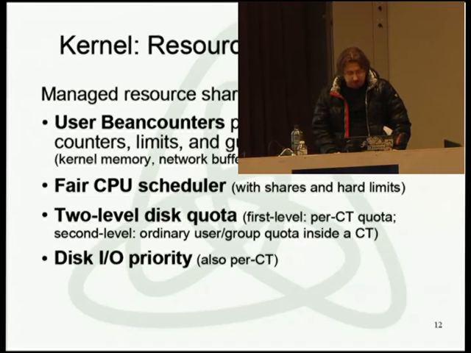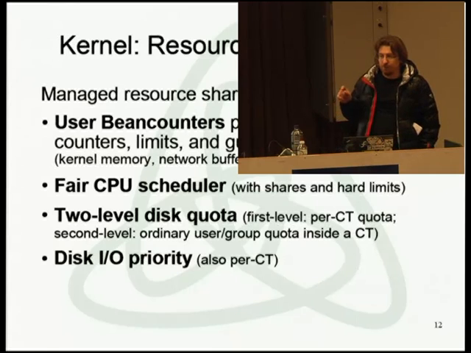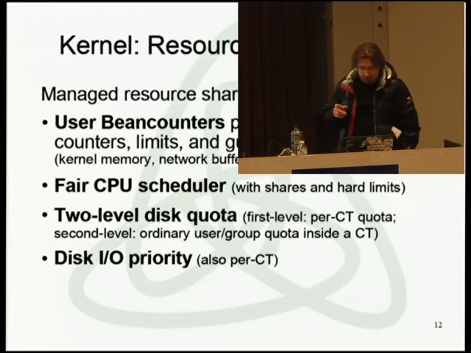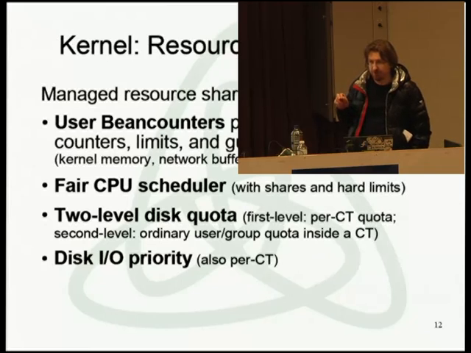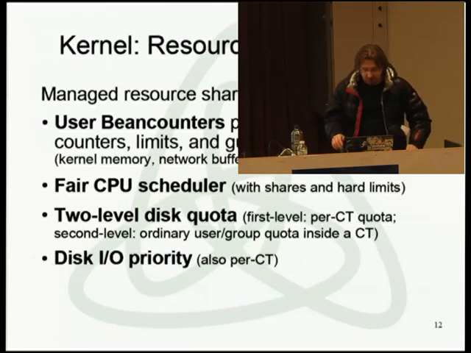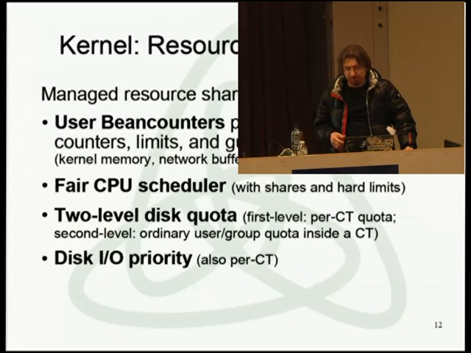Yet another mechanism is two-level disk quota. Because a container file system is a directory on the host system, we have to limit that space. So we have a per-container disk quota per directory. And inside the container, the user can use the usual Linux quotas. And finally, there is disk I/O priority. It's a common disk, and many containers can affect each other in a bad way. So you can isolate the bad guys by giving them low I/O priority.